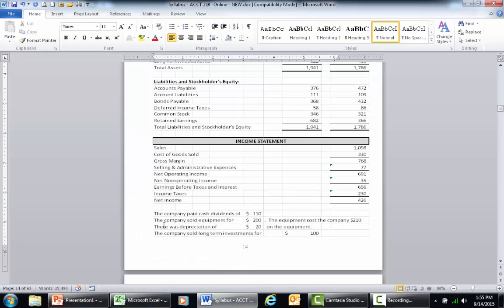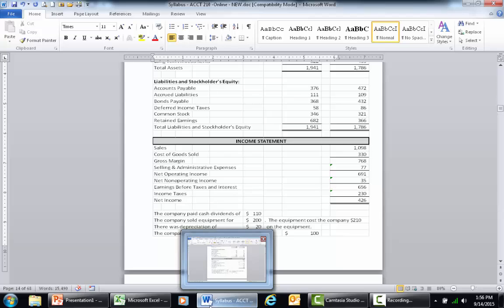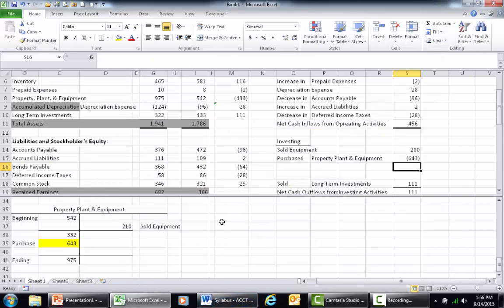We're not quite done with this yet because it says there was depreciation of $20 on the equipment. That's not uncommon to take depreciable assets off of the books. But when you do, if you take off something that has depreciation associated with it, you have to take depreciation out of the accumulated depreciation account. Because when you pull an item out, you pull out everything that is associated with it. So we're going to make a T account for accumulated depreciation.